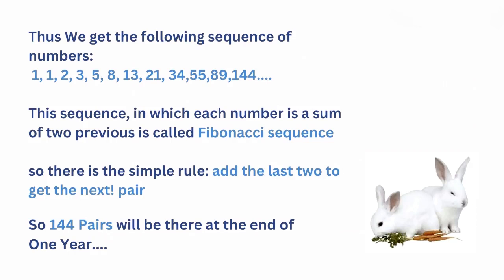Thus we get the following sequence of numbers: 1, 1, 2, 3, 5, 8, 13, 21, 34, 55, 89, 144. This sequence, in which each number is the sum of the 2 previous, is called the Fibonacci sequence. So there is the simple rule: add the last 2 to get the next. So 144 pairs will be there at the end of 1 year.